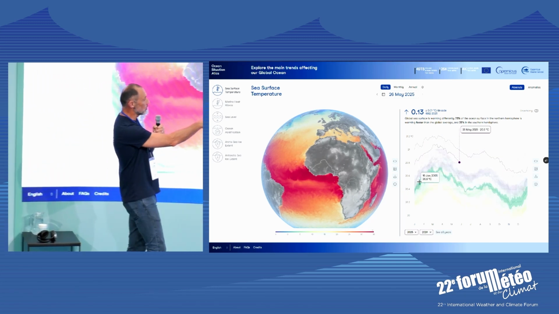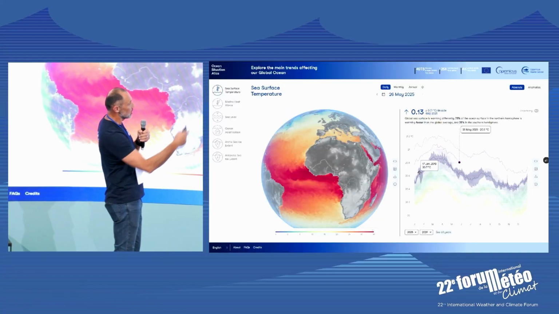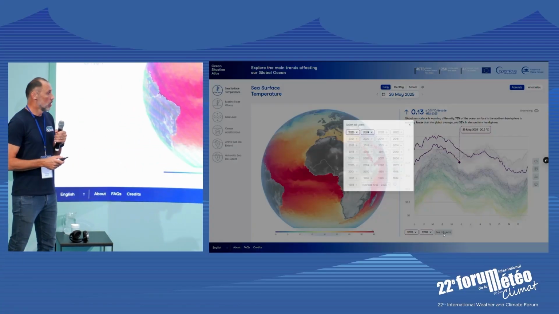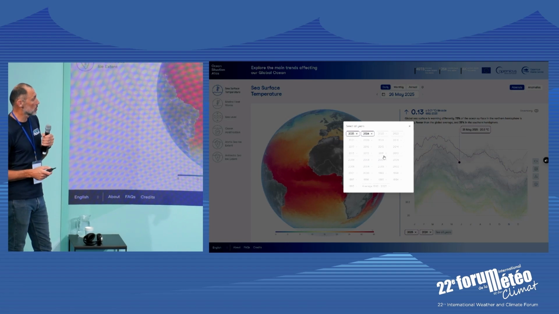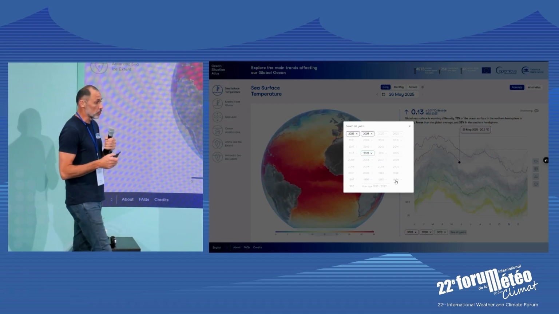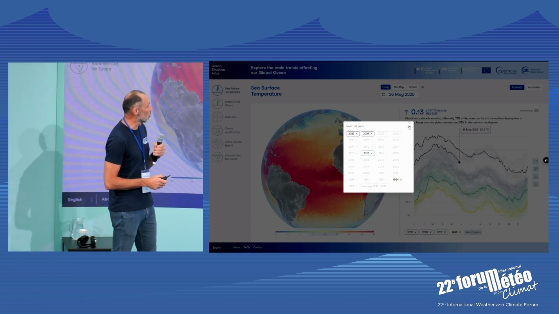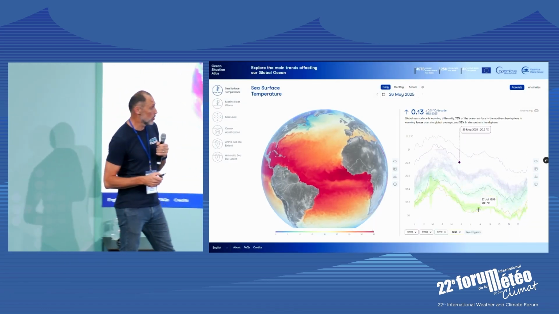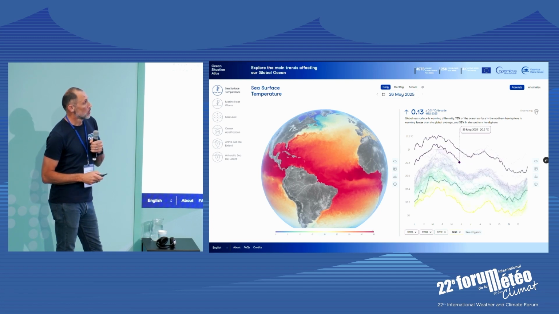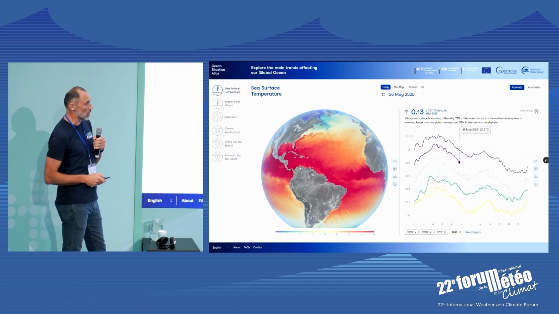So we provide for each curve the uncertainty, because for us it's also very important to talk about scientific uncertainty. All the products behind are from the Copernicus Marine Service and are scientifically qualified. So it's very important to understand that and to communicate on that too.